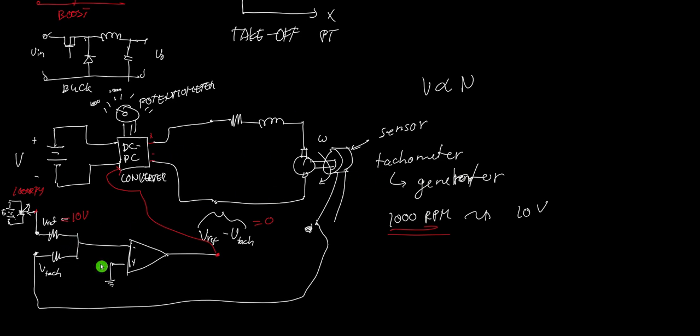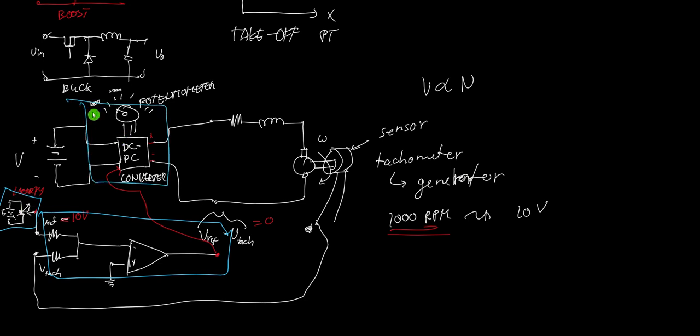We have a transfer function at this part. This part is one transfer function. The potentiometer is another transfer function. The DC-DC converter is another transfer function. This DC motor is another transfer function. And the sensor is also another transfer function. So these are different transfer functions.